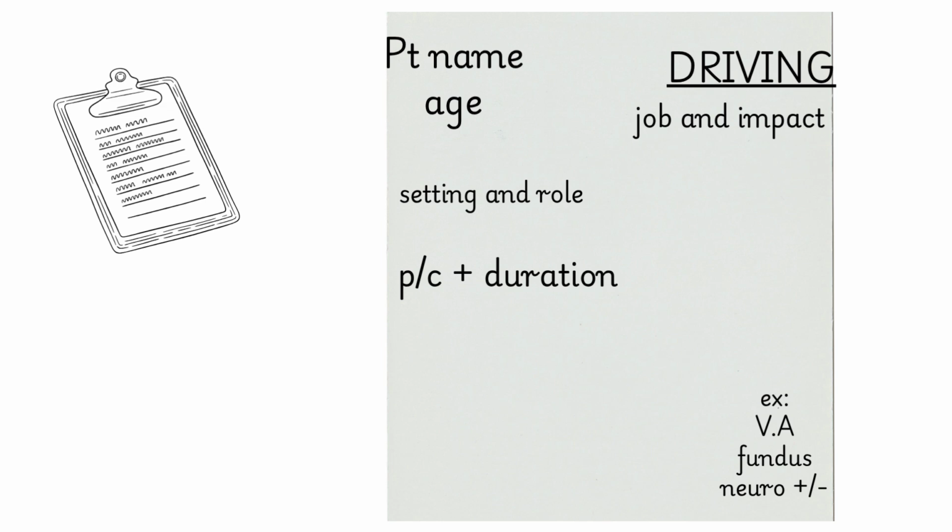The next thing is on the bottom right corner, you can write down the things you'd like to examine. For example, the visual acuity and fundus in this case. Neurological examination can be done or can be omitted depending upon what the case is, but you can write it down so you don't forget about it.